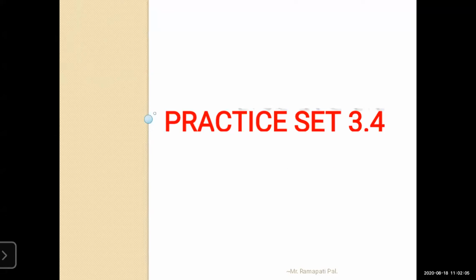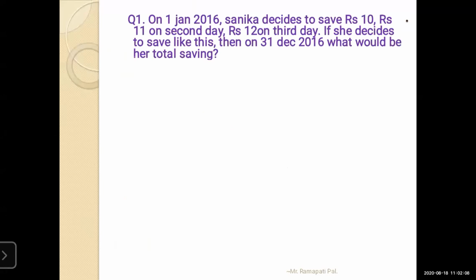Let's start the exercise 3.4. Okay? On 1st January 2016, Sanika decided, what she decided? Sanika decides to save rupees 10, rupees 11 on the second day, rupees 12 on the third day. If she needs to save like this, then on 31st December 2016, what would be the total saving?